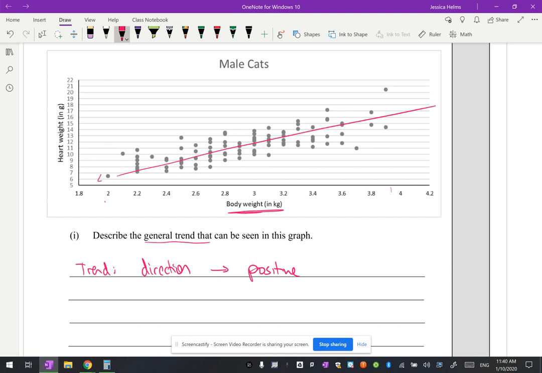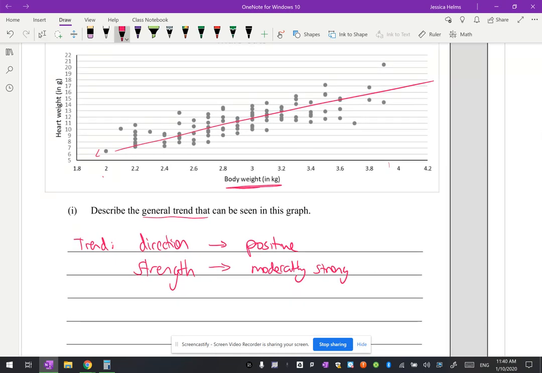Then another thing you want to talk about here is the strength. I would say that this is probably moderately strong. It's not very strong because there are still these differences between these and that, there is a height differential, but it's pretty close to the line. And then you want to say whether or not it is linear. So is it linear versus non-linear, pretty much, is it going up in a straight line or is it kind of curving up? So this one is linear, yes.